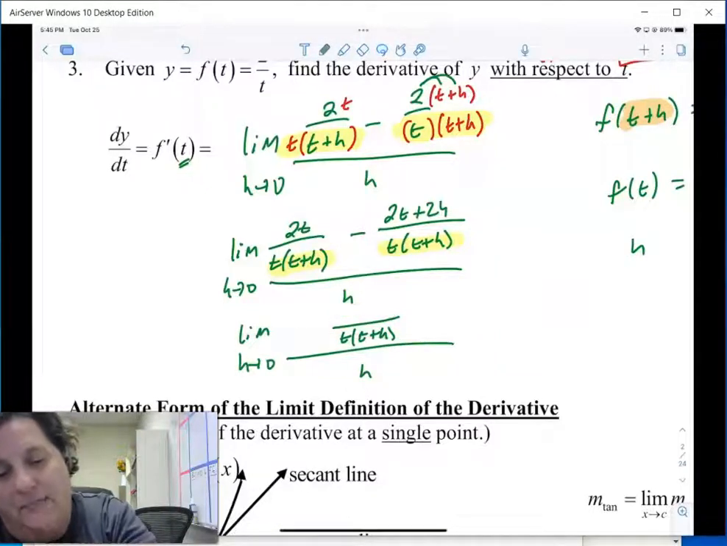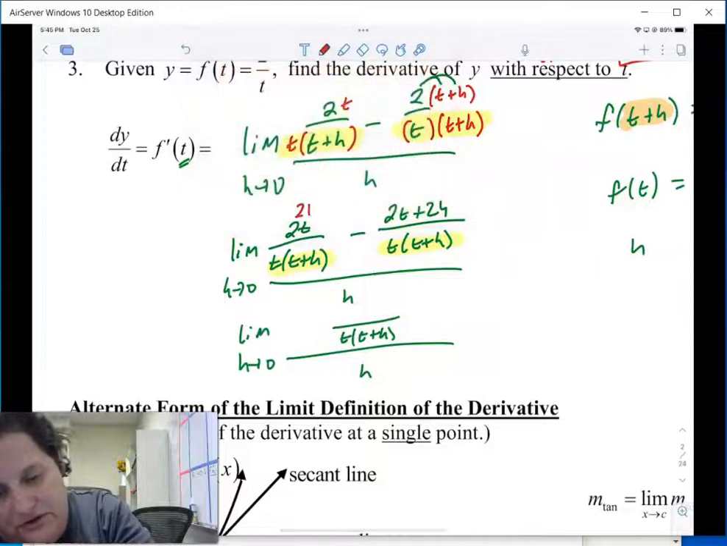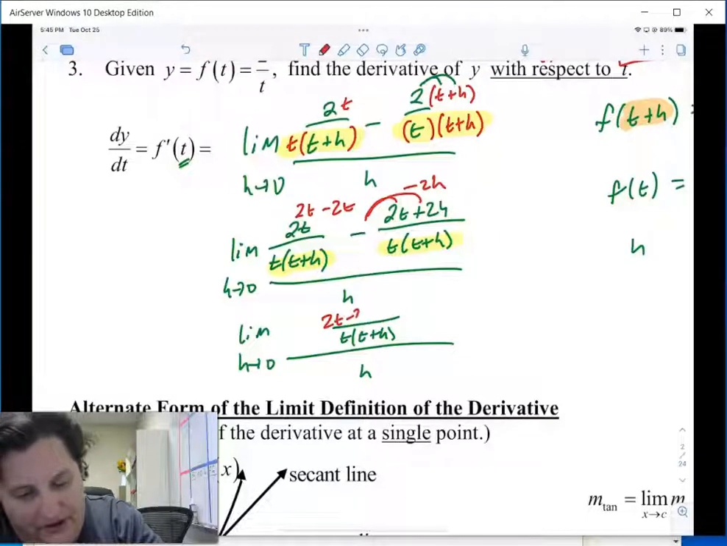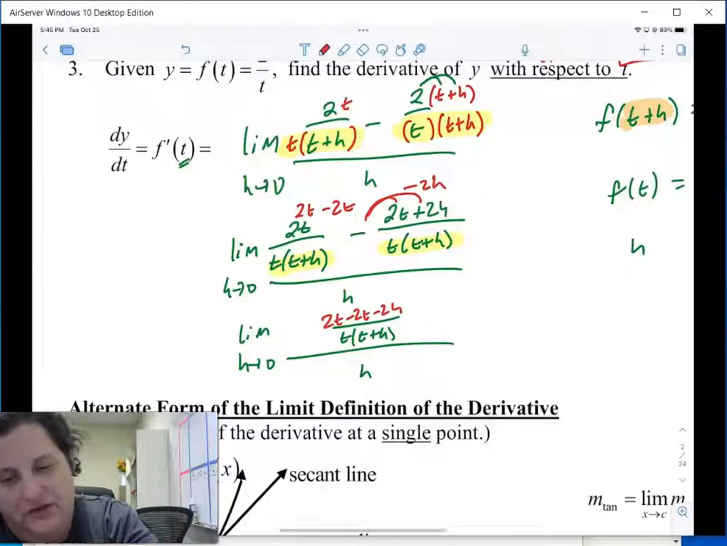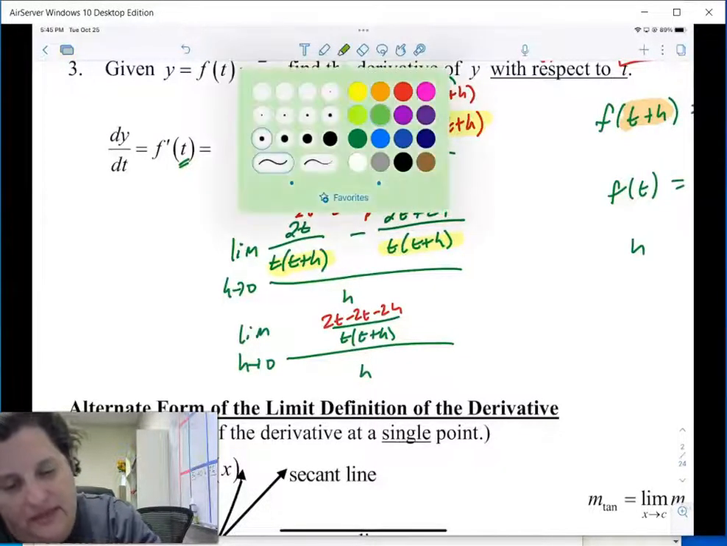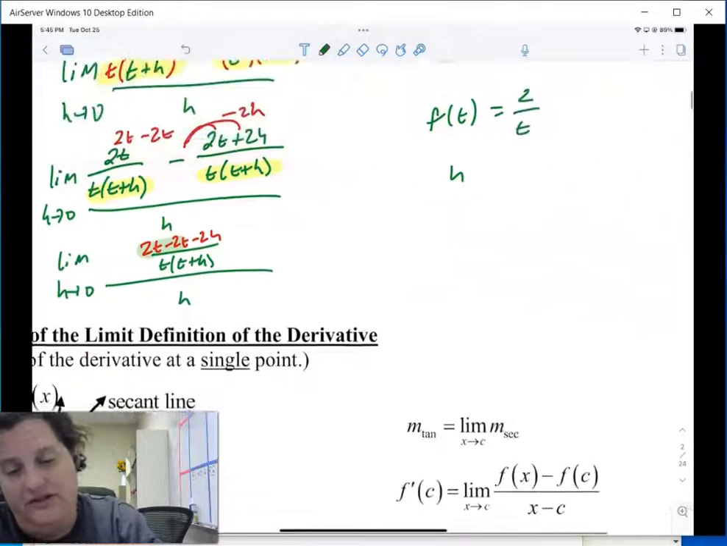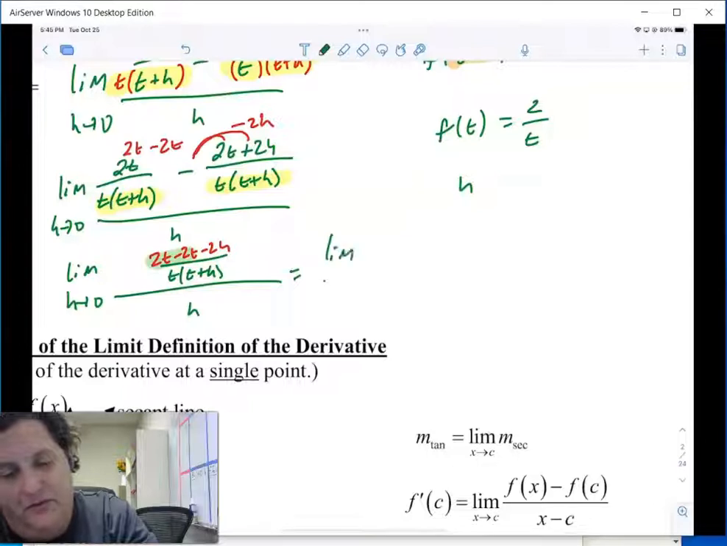All right, and on the top, I have 2t, I got to distribute that, right? Minus 2t minus 2h. Okay, and 2t minus 2t minus 2h. Do you guys see that those would cross off? Whew, fraction stuff for days. So here we go, limit as h goes to infinity.